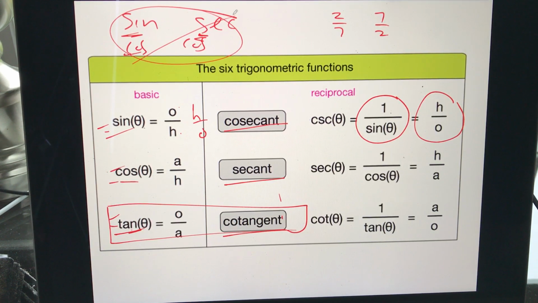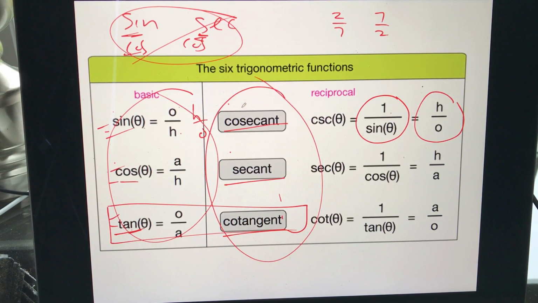It's the opposite. So sine ends up being the flip of cosecant, and cos ends up being the flip of secant. So we have our 3 primary trig ratios, and we have these 3, called reciprocal ratios, which are just the flips of sine, cos, and tan. Everything else works exactly the same.